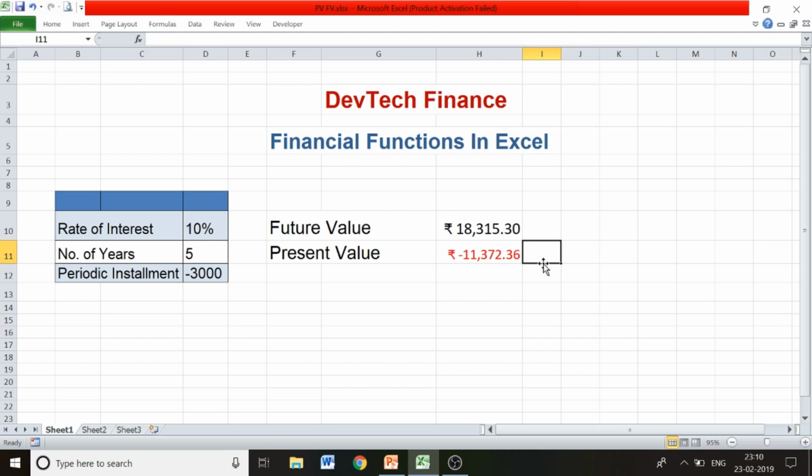Now, seeing both the figures, you can understand what your gain is. So it would simply be the future value minus the present value. So 18,315.30 minus 11,372.36. Whatever value you get, that would be your capital gain. That would be your benefit. That would be the return which you would get out of that deposit, out of that investment.